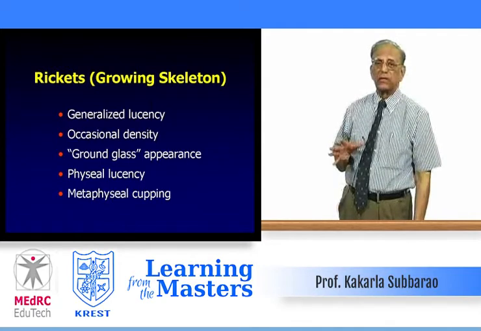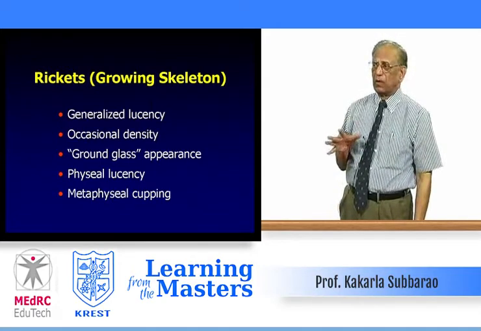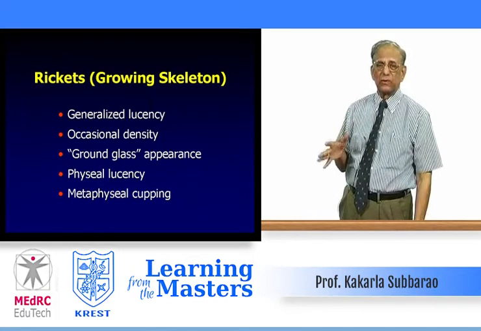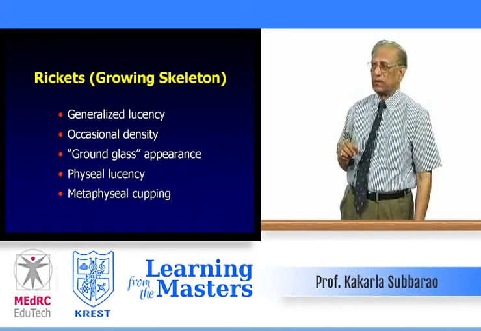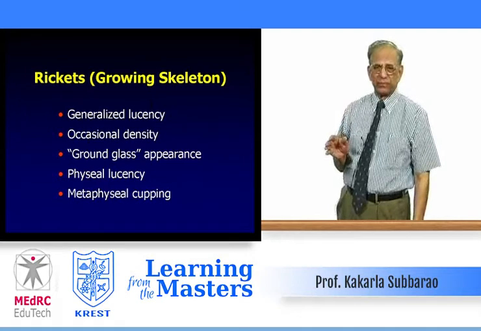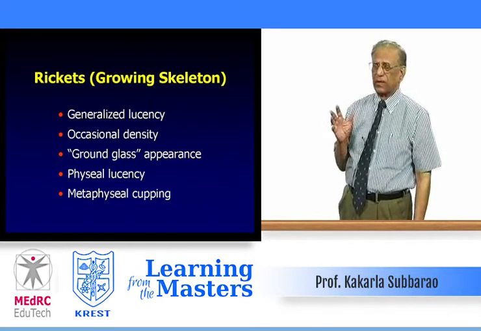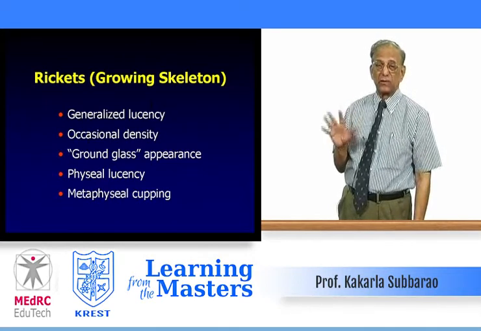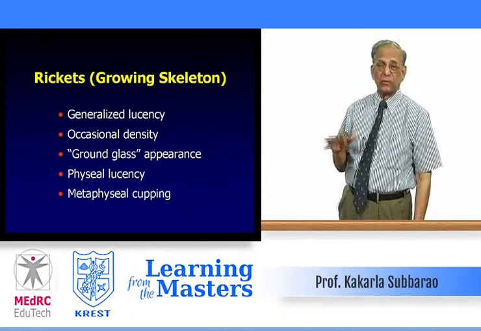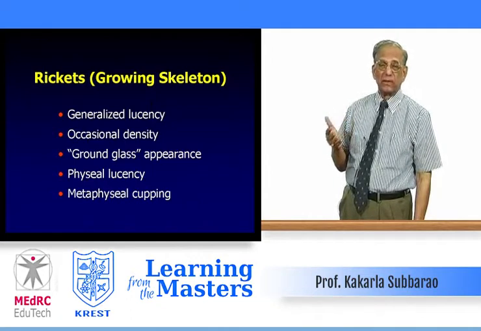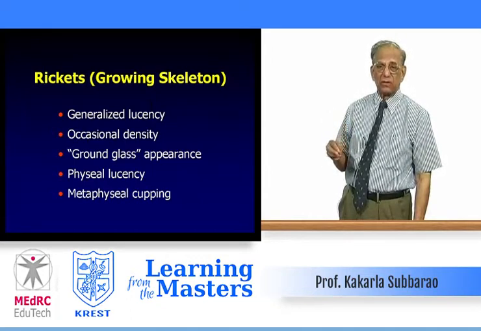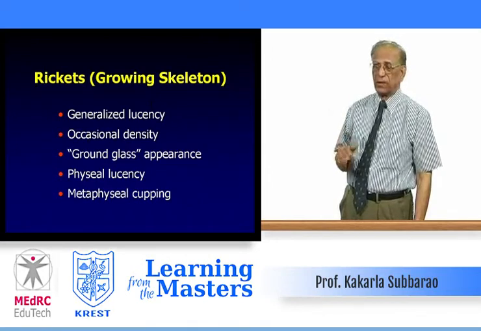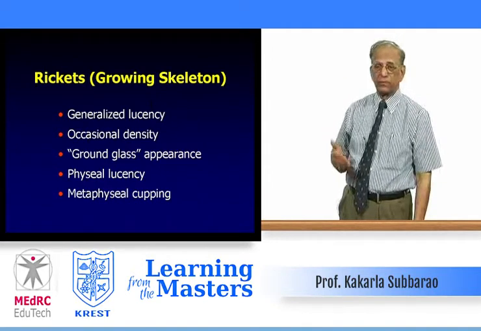So what are the changes? In the growing skeleton, it is called rickets. In adults, once the maturity is over, we call it osteomalacia. Generalized lucency. And then occasional density also, increased density is also noted in rickets, as though to compensate for the deficiency of calcium, the osteoid excess will be there. Ground glass appearance of the bones.